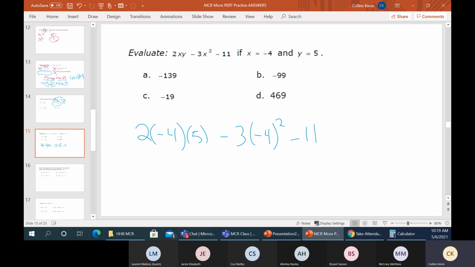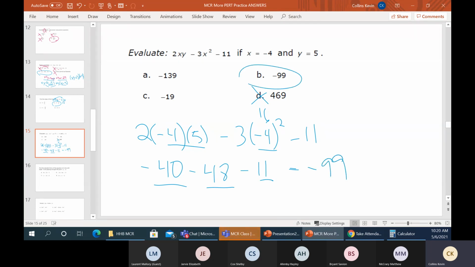All right, so step by step, negative 4 times 5 is negative 20, times 2. That's going to be minus 40. All right, then here we've got minus 4 times minus 4 is going to be positive 16. 16 times 3 is minus 48. And then minus 11. So it's all negatives. So this guy's obviously wrong. So we have 40 and 48. That's going to give me 88. Minus 11 more, it's going to give me 99. So yeah, B looks good.